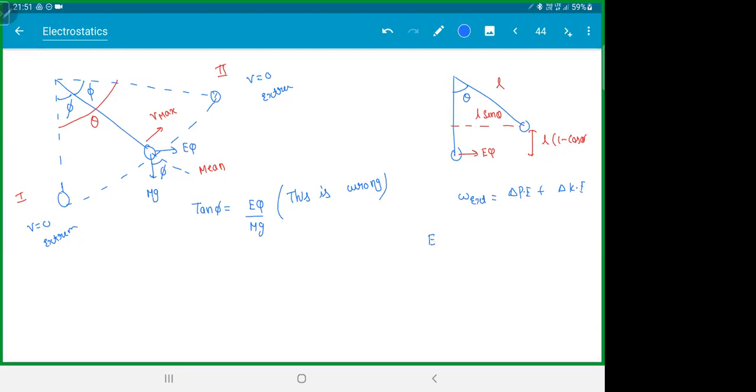The work done by the electric field is EQ. Since the force is always horizontal, the displacement is also horizontal. Horizontal force into horizontal displacement. Initially velocity is 0, finally velocity is 0. So only there's a change in potential energy.